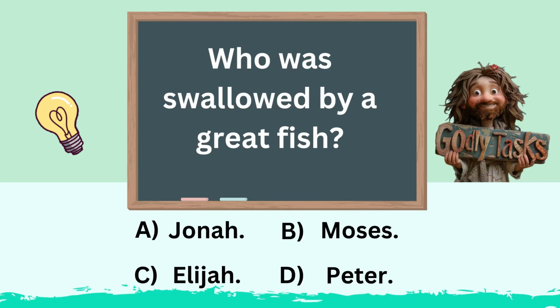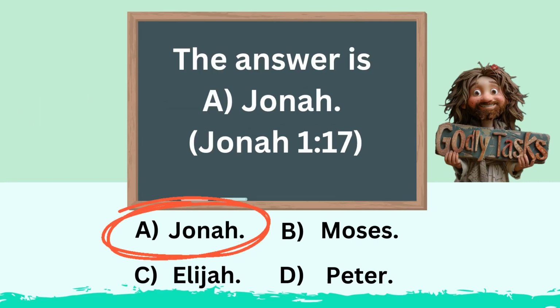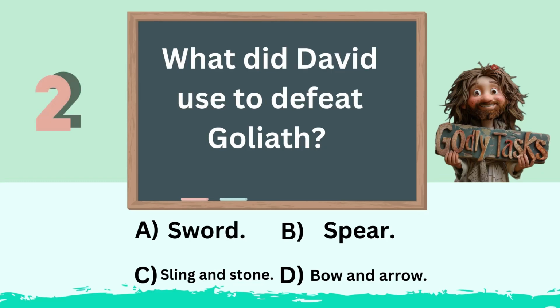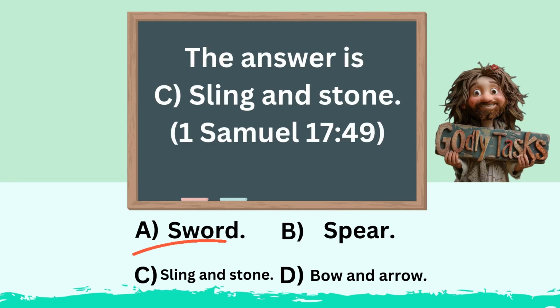Question 1. Who was swallowed by a great fish? A. Jonah. B. Moses. C. Elijah. D. Peter. The answer is A. Jonah, Jonah 1:17. Question 2. What did David use to defeat Goliath? A. Sword. B. Spear. C. Sling and stone. D. Bow and arrow. The answer is C. Sling and stone, 1 Samuel 17:49.